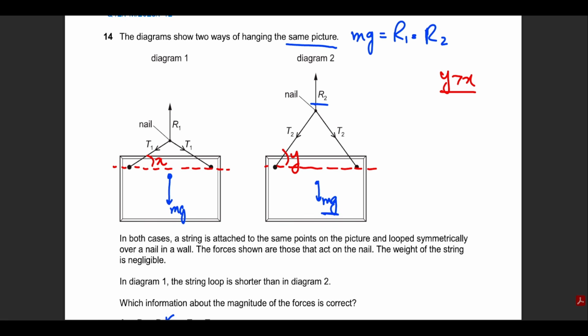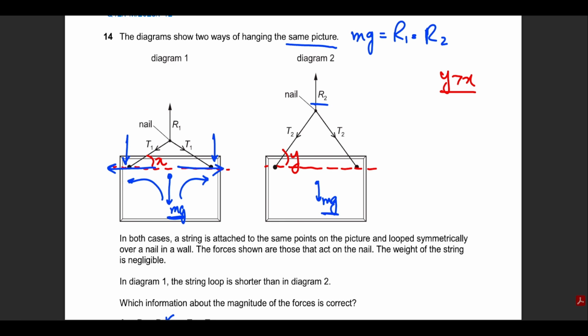In this diagram, the horizontal components will not be important for solving the question, because they are going to cancel out in both cases. So really, it all comes down to the vertical components, because R1 is in the upward direction, so mg is going to be split by T1 and T2, right?